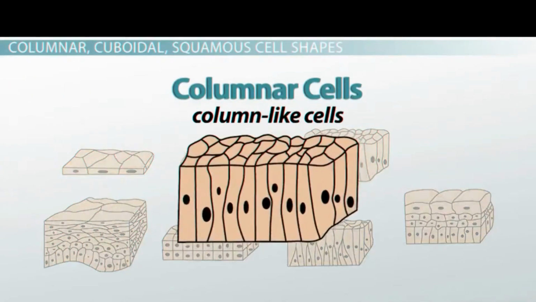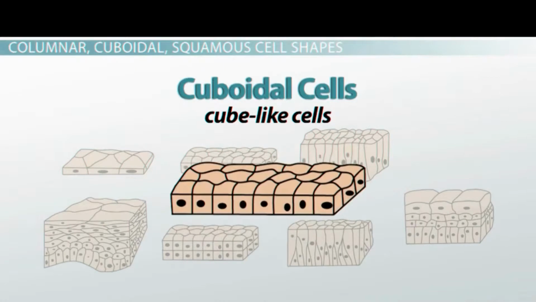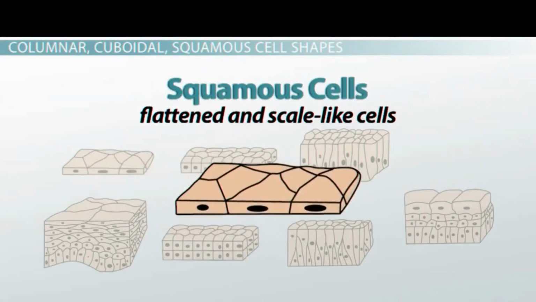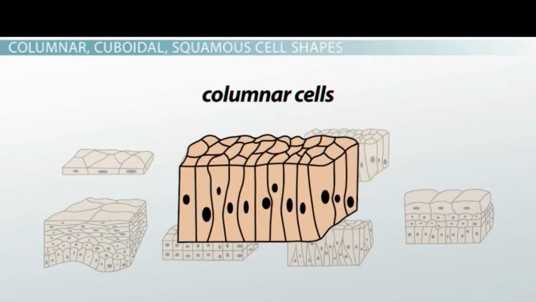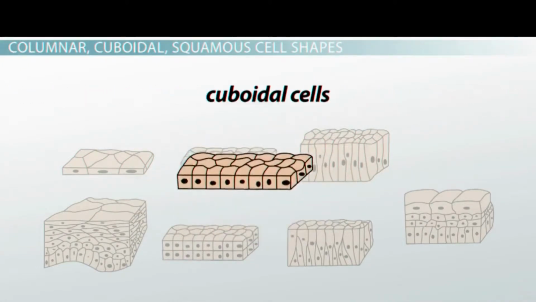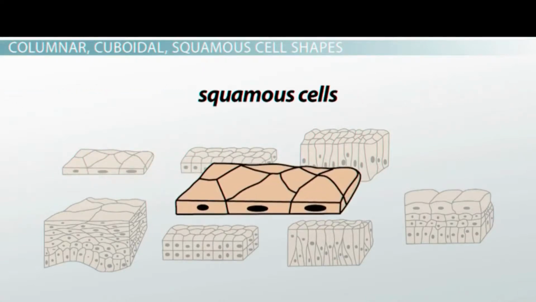There are columnar cells, which means column-like cells. Cuboidal cells, which are cube-like cells, and squamous cells, which are flattened and scale-like cells. Basically, columnar cells are much higher than they are wide. Cuboidal cells look like squares, and squamous cells are flat like turtles and therefore not very tall at all.